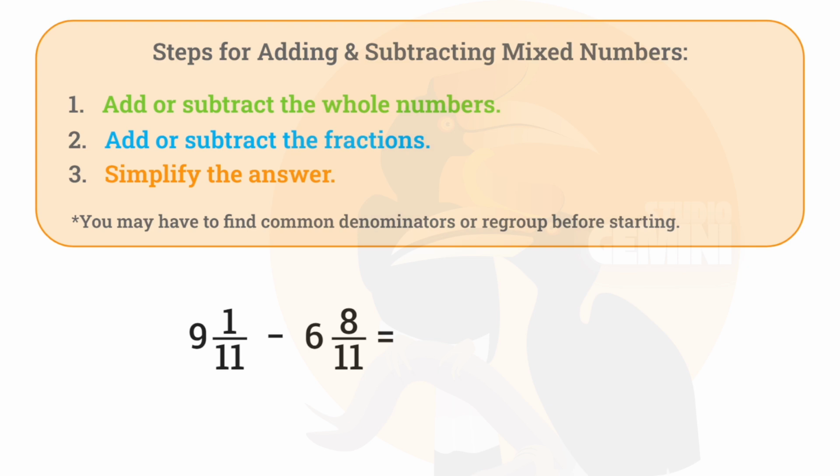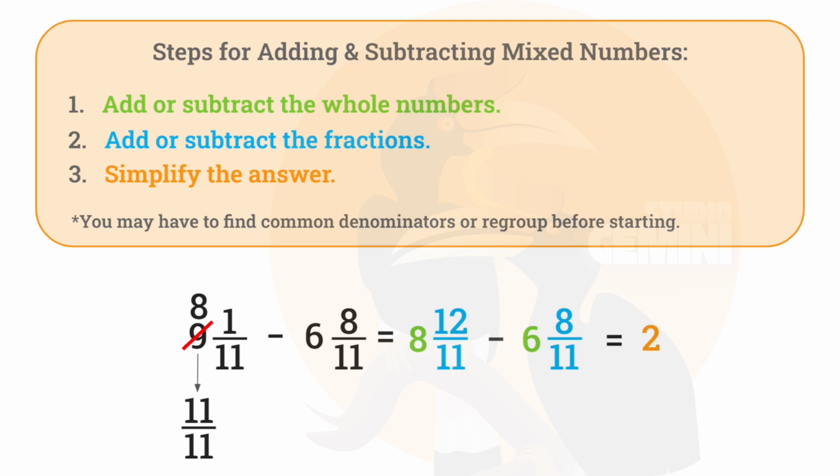First, separate out a 1 from 9, leaving 8 wholes. Then think of the 1 as the fraction 11/11. Now we can add 11/11 to the 1/11 we already had. Our mixed number is now 8 and 12/11. If we subtract 8 and 12/11 minus 6 and 8/11, 8 minus 6 equals 2, and 12/11 minus 8/11 is equal to 4/11. 2 and 4/11 is the difference, and it's already in simplest form.